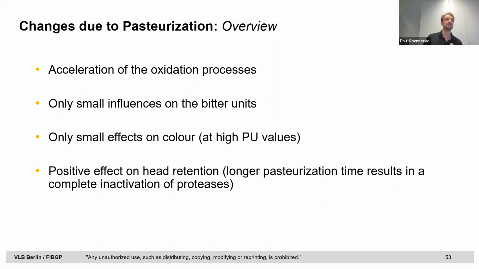So longer pasteurization time results in a complete inactivation of proteases, and proteases can destroy your head retention when they are still in the liquid and just slowly breaking down the foam building proteins into smaller protein particles, which then don't form foam. So you will have a positive effect on that, which is nice. And you can adjust your turbidity. I would have to look at whether we have a chart for this, so I'll tell a little bit about that now.